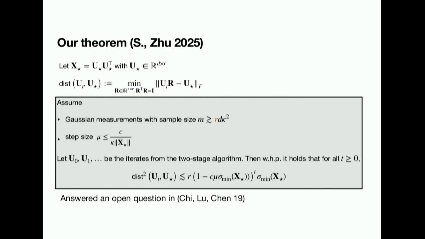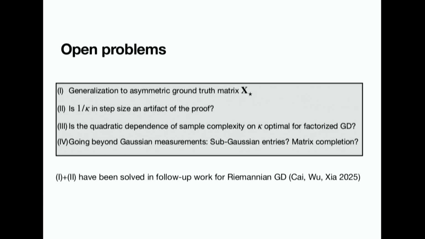This is a first step to improve these results, but of course open problems remain. One is that this is the PSD setting, and we would like to generalize this to asymmetric ground truth matrices. We have 1 over kappa in the step size, which is not needed if you run it empirically. Then you can ask, do you need the quadratic dependence on kappa in the sample complexity of the final result? And this is now for Gaussian measurement matrices, but in practice you probably want rank 1 measurement matrices, say like in matrix completion and so forth. So these are the open problems which remain.